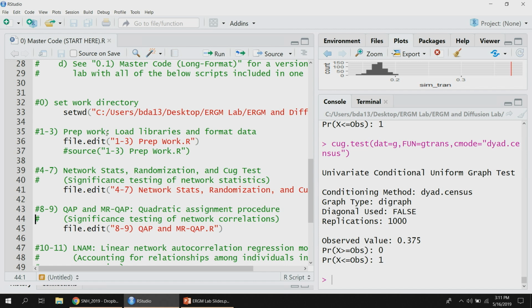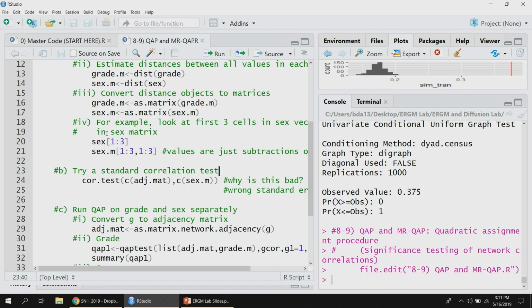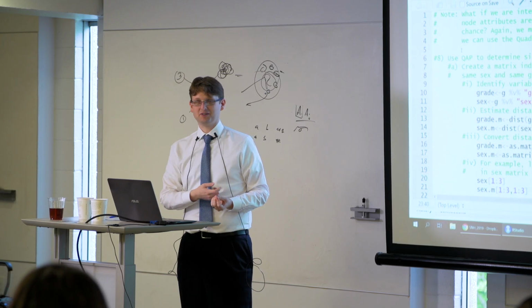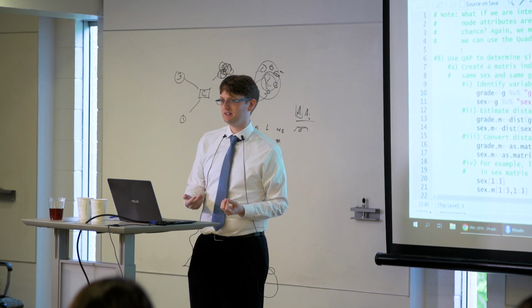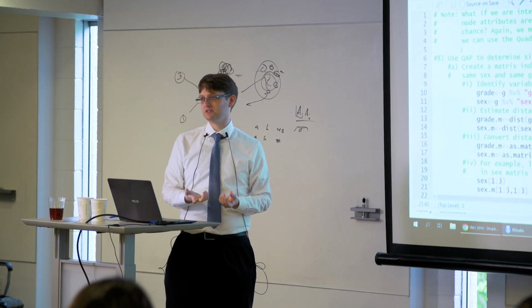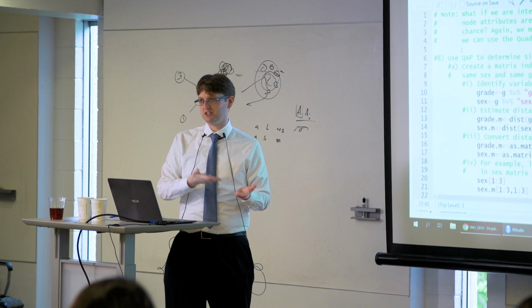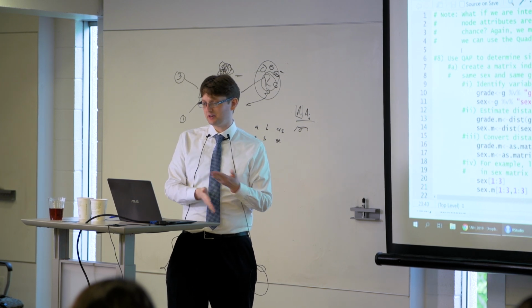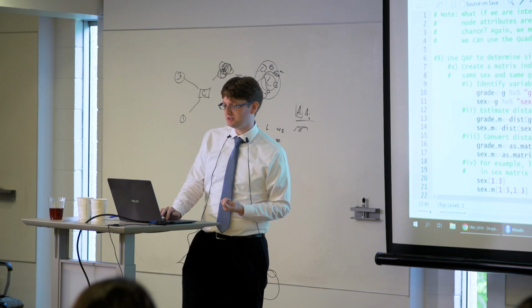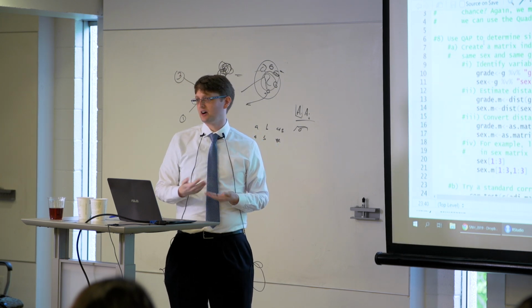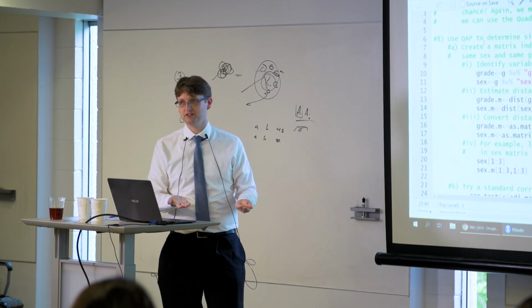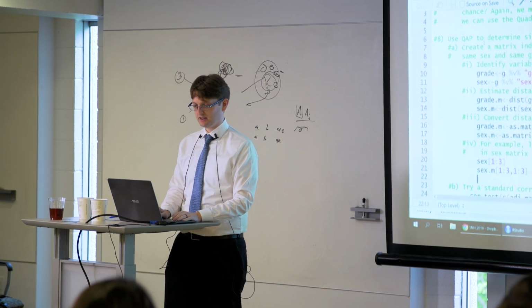So now we're going to just quickly look at QAPs, which are called Quadratic Assignment Procedures. We talked about this in class a little bit, and the idea is, if you want to know whether two different relationships within your network of people are related. For example, you might want to know, does being in the same grade correlate with being friends with each other? You might want to know that, right?